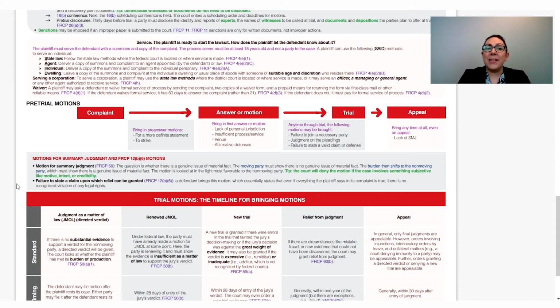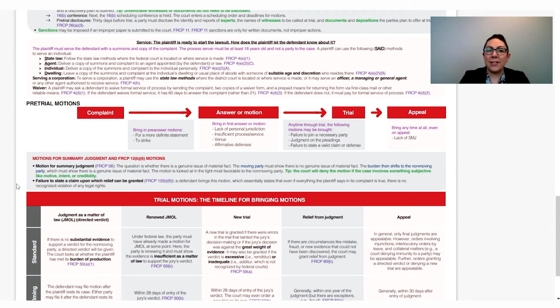The 12(b)(6) motion, which is failure to state a claim upon which relief can be granted, looks at the pleadings themselves and the allegations. In this instance, the moving party is saying they haven't effectively asserted a good claim. They haven't shown that they're entitled to anything. Therefore, judgment is proper because they haven't stated a claim upon which relief can be granted.